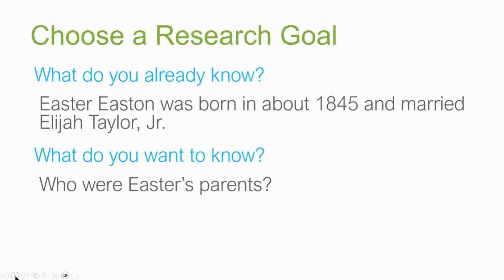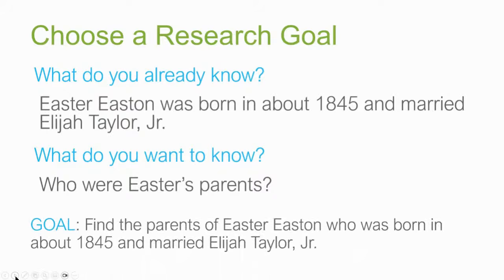Using this information, I can now write a research goal. Find the parents of Easter Easton, who was born in about 1845 and married Elijah Taylor Jr. As you are choosing a research goal, you want to start with what you already know and go from there to what you want to know.